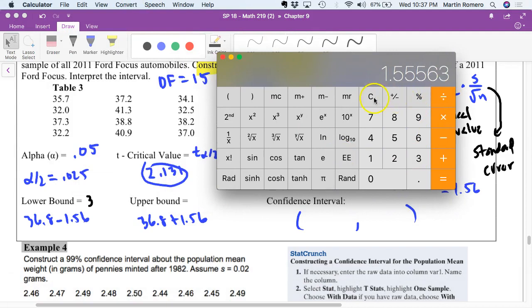So you have 36.8 minus 1.56. Do that again, 36.8 minus 1.56. Can't use a calculator. 36.8 minus 1.56 equals 35.24.